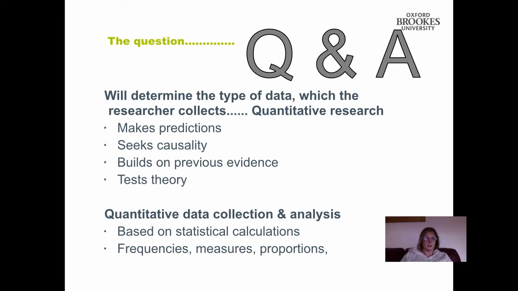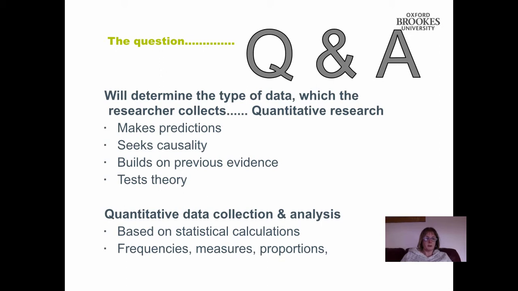Now, the question that a researcher asks will determine the type of data which the research collects. Now, in Unit 3, the focus is on quantitative research, and the purpose of quantitative research is to make predictions. Obviously, that's really important when it comes to treatments and diseases. We want to know what treatments work, we want to know what's going to happen to people with X condition over time. It seeks causality, wants to know why something is going on, builds on previous evidence and tests theory. So very often in a quantitative study, the researchers will have a hypothesis. They'll have something that they want to prove or disprove.